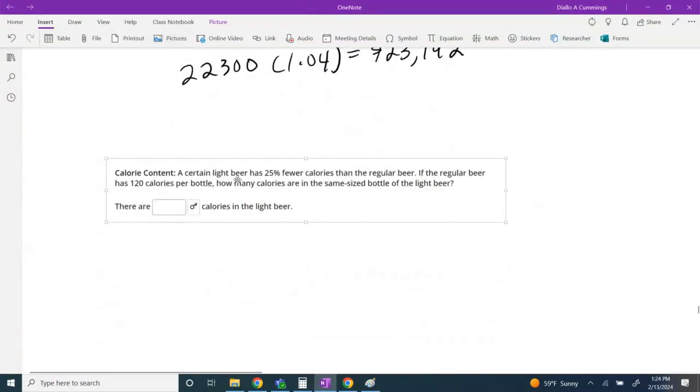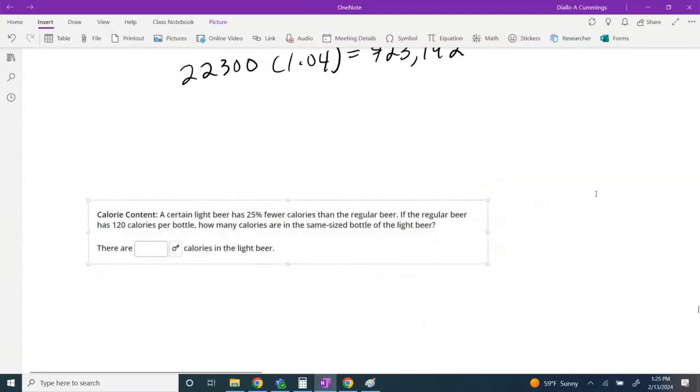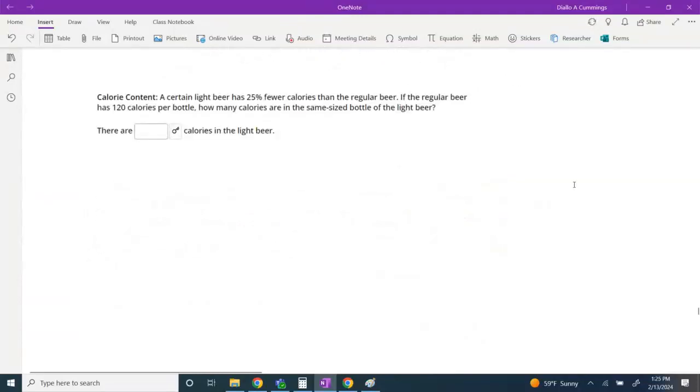Right, this is number 4. So it says calorie content. A certain light beer has 25% fewer calories than its regular beer, right? So this would be a percent decrease. If the regular beer has 120 calories per bottle, how many calories are in the same size bottle of light beer?